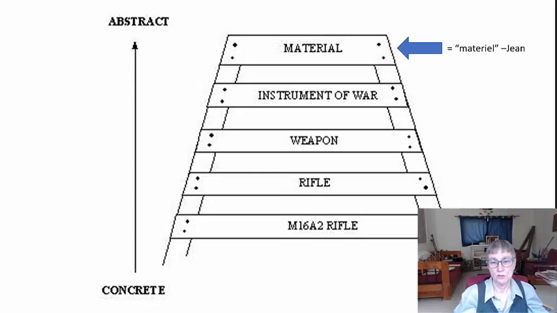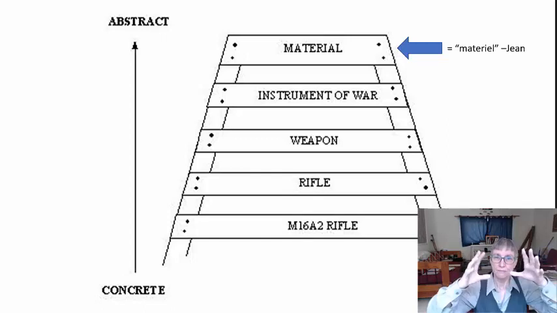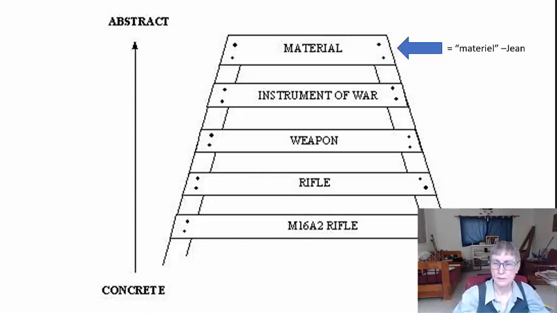A weapon is one type of instrument of war. Something like an aircraft carrier, for instance, is also an instrument of war, but an aircraft carrier isn't in itself a weapon. So the boundaries of the category expand each time we go up a rung.